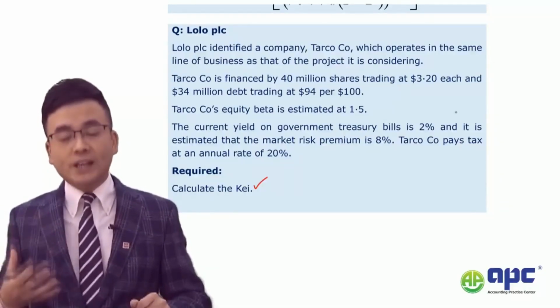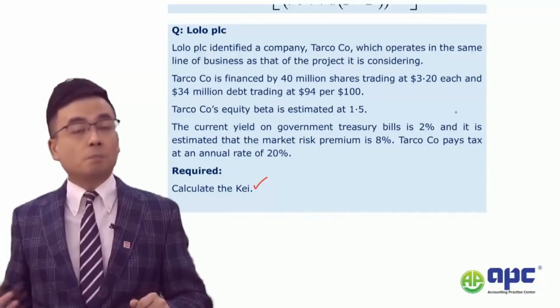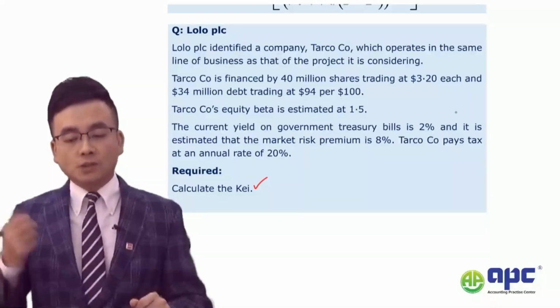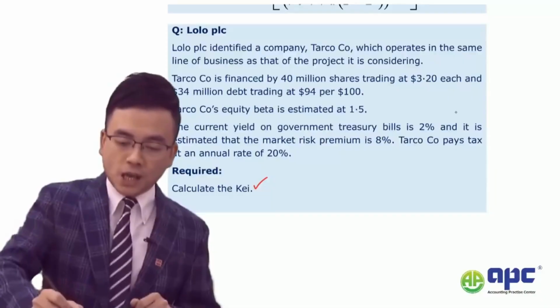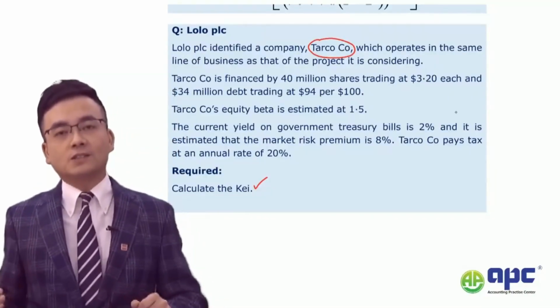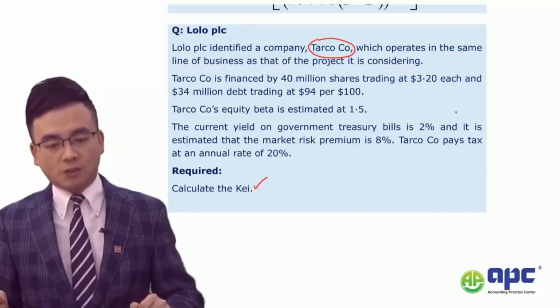So it's like changing the business risk. Business risk is all about the industry. Alright, so this is why Lolo PLC identifies the Tarkle company, which reflects the change in the business risk.